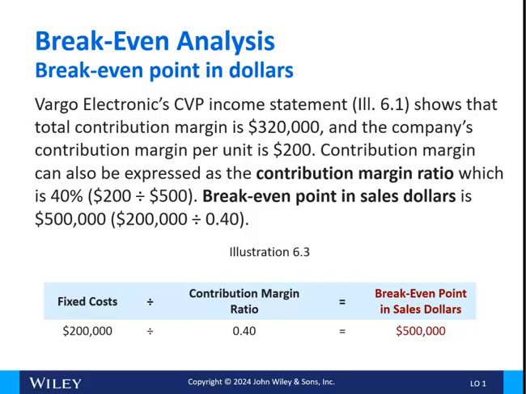And then to get break-even point in sales dollars, we divide fixed cost by our contribution margin ratio. So that 40% is what our contribution margin ratio is. That's the contribution margin as a percent of sales. So if we do that division, our break-even point in sales dollars is $500,000.